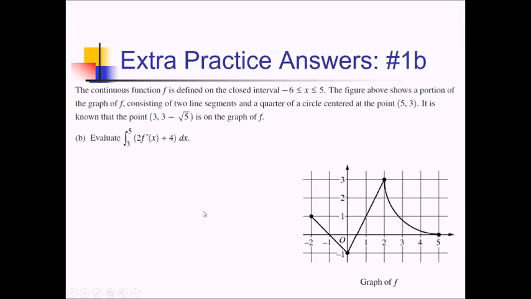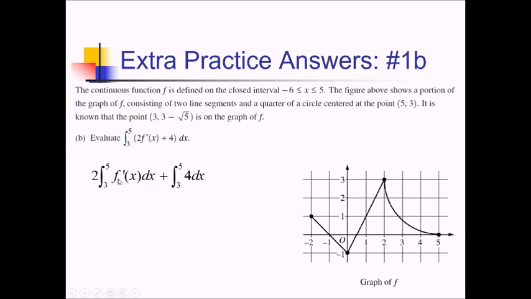On this part of the problem, they want us to figure out the integral from 3 to 5 of 2f prime of x plus 4 dx. So I'm going to use my properties of integrals to split this up, and I'm going to take this 2 out of the first integral. So I can rewrite this as 2 times the integral from 3 to 5 of f prime of x dx, plus the integral from 3 to 5 of 4 dx.